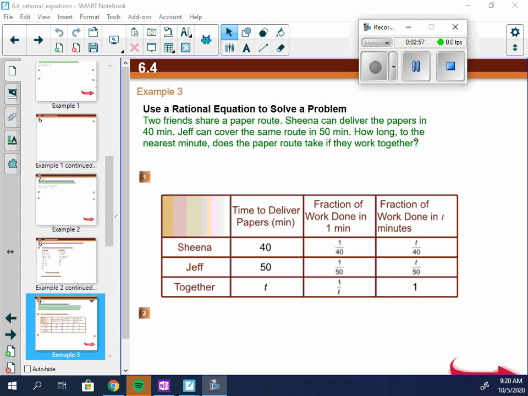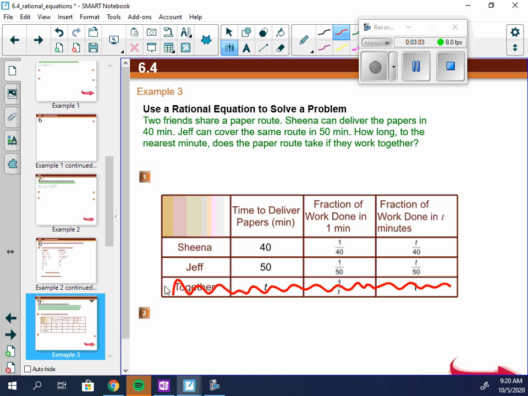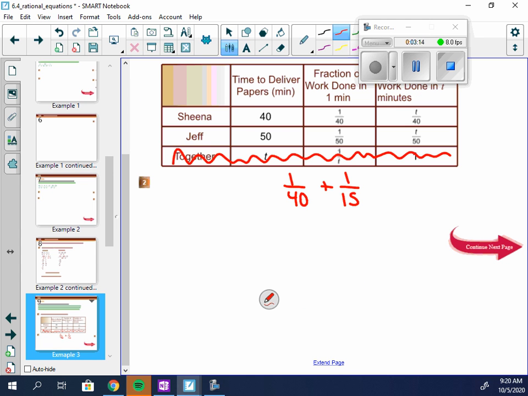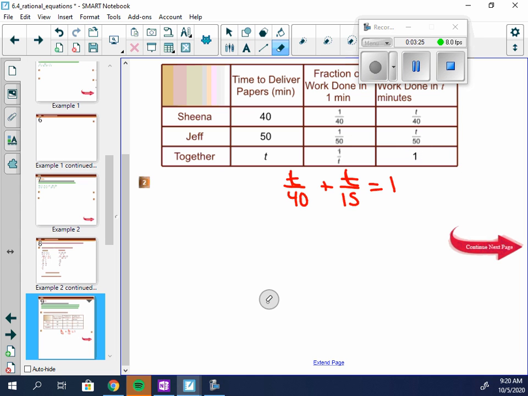Okay? I don't usually have this last column. But I do know this, what you told me before. Her portion plus his portion, if I know that it's for T amount of minutes, so I'm going to put a little T here instead of a 1. This should equal 1 whole. Now, if you were going to fill out the whole chart, what were they missing here in the bottom? T over T, right? Because these were T over 40, T over 50. This one would be T over T. But that's where they're coming up from. So this is your equation here.